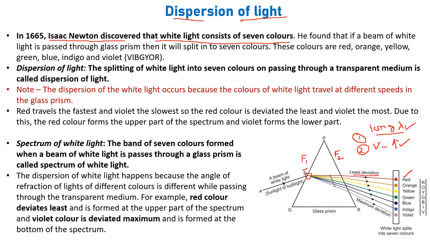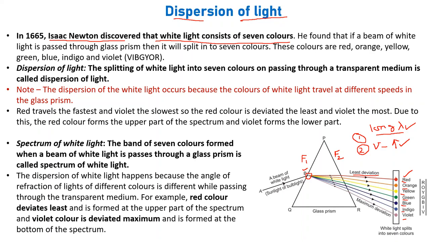So while writing VIBGYOR, this white light, as you see, has dispersed into 7 different colors, right? Let's read the colors from the bottom: violet, indigo, blue, green, yellow, orange, and red. From down to up we are going from lesser wavelength to greater wavelength, right?